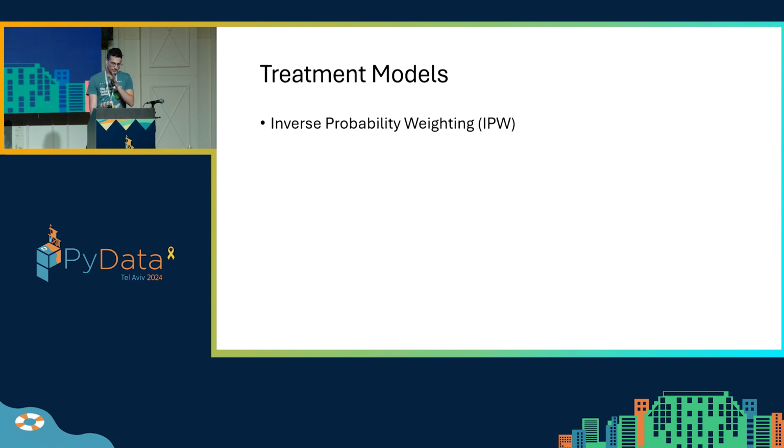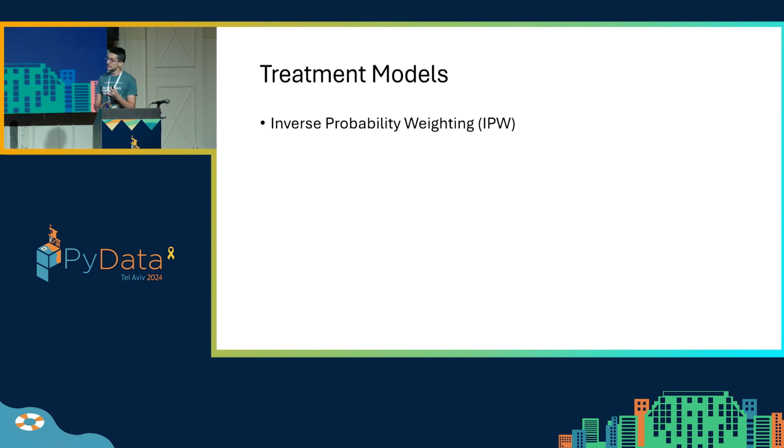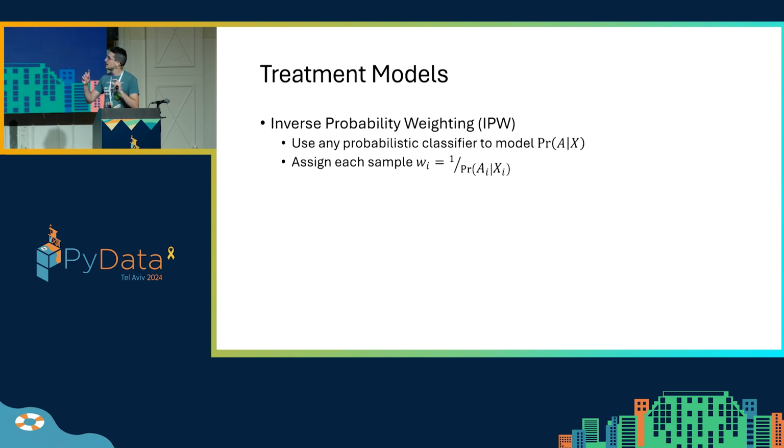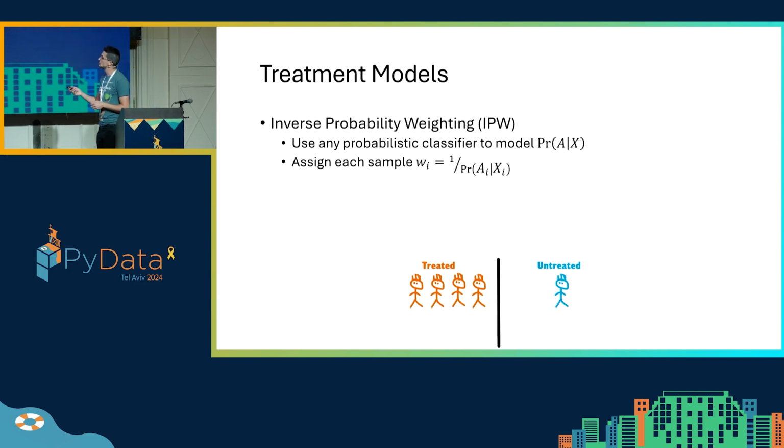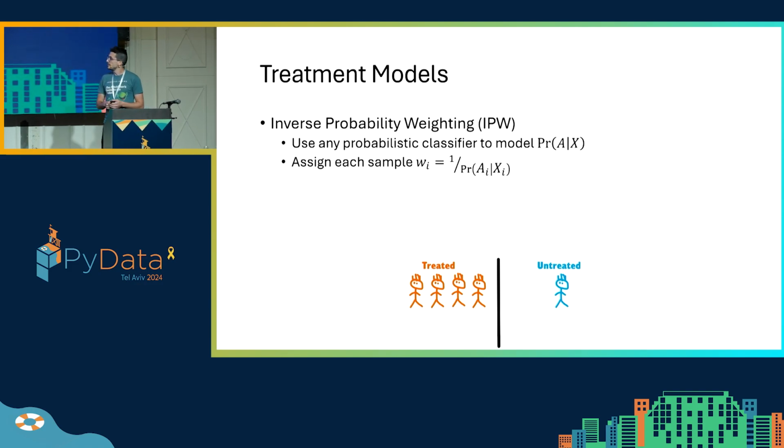The simplest example, the most common one, is inverse probability weighting or inverse propensity weighting, both abbreviated to IPW, in which we will use some classifier to predict the probability of being treated, and then the sample weight we'll assign would simply be the inverse of that probability.